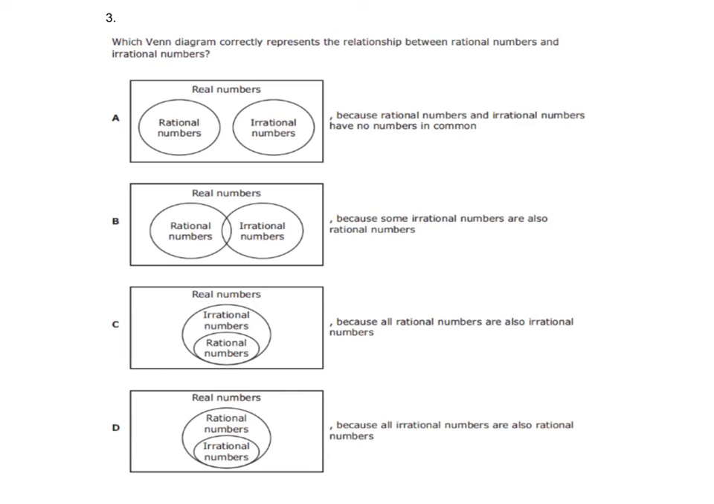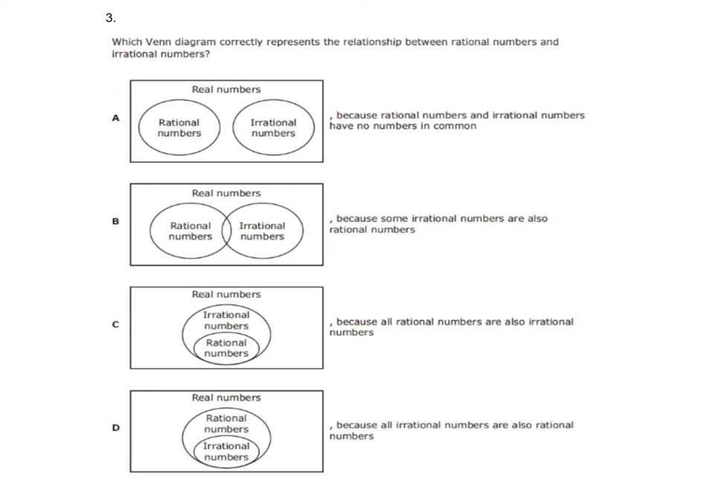Number 3, which Venn diagram correctly represents the relationship between rational numbers and irrational numbers? Go ahead and take a look at the diagram for A. You have real numbers, and inside you have rational numbers and then irrational numbers. Because rational numbers and irrational numbers have no numbers in common.